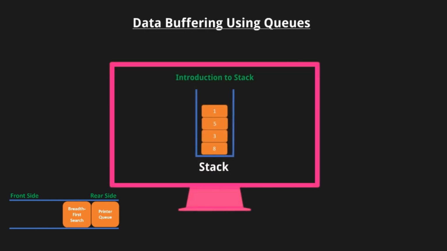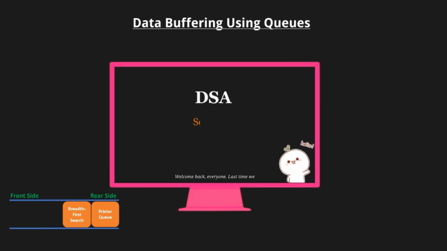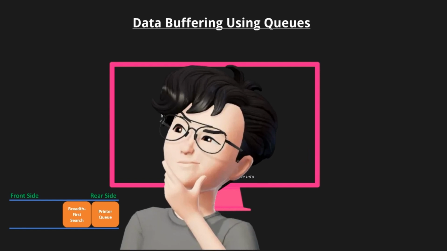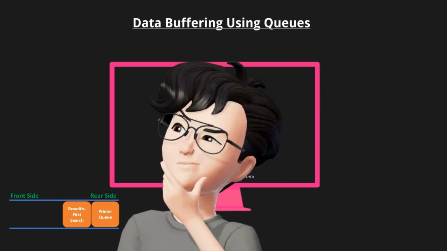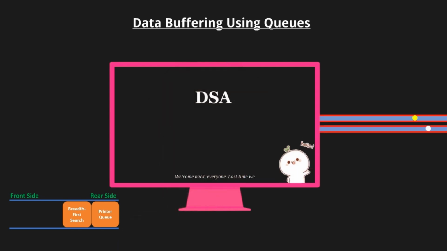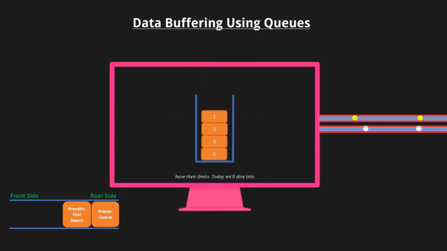Imagine you're watching your favorite show on an OTT platform or a YouTube video when suddenly the dreaded buffering wheel appears. What's happening behind the scenes? Let's explore how queues help manage this buffering process, especially in situations where data arrives faster than it can be processed. When you're streaming a video, data packets arrive in rapid succession from the server.